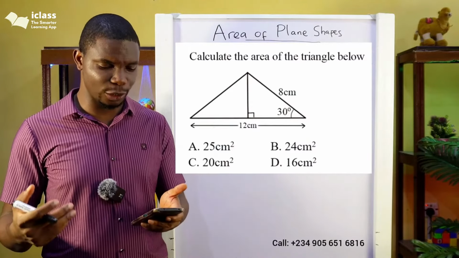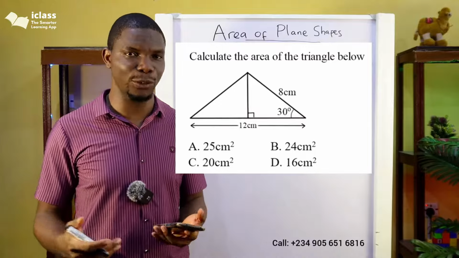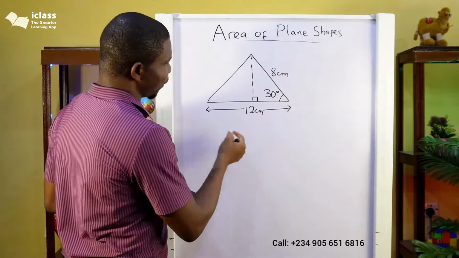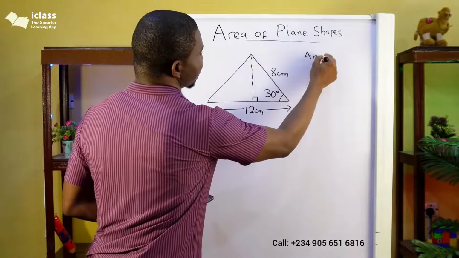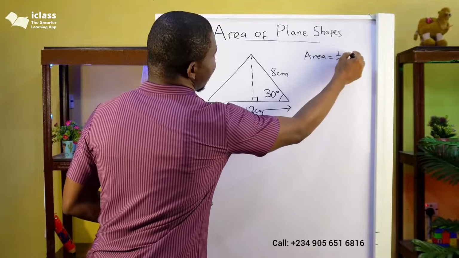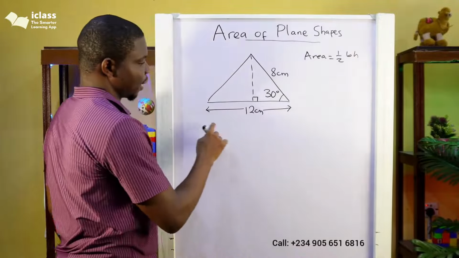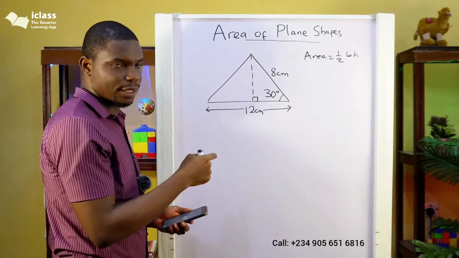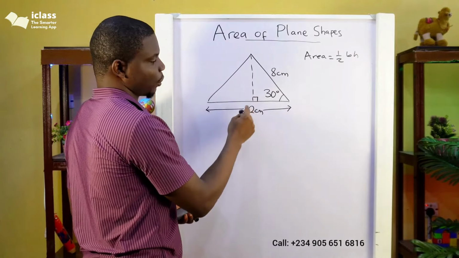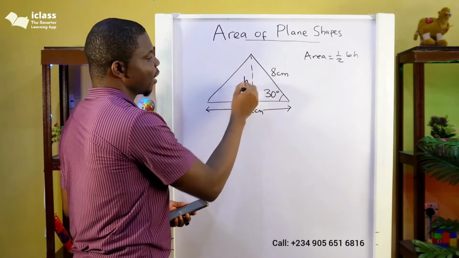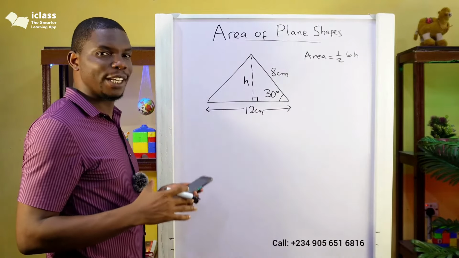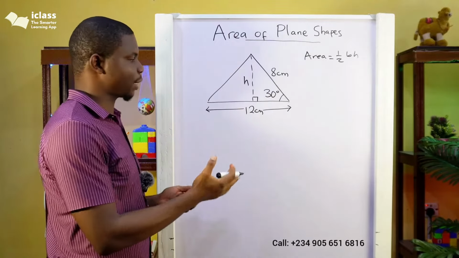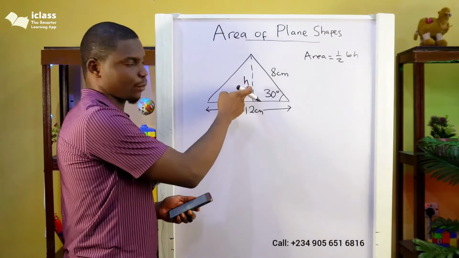The next question, calculate the area of the triangle below. All right, for this, remember that area of triangle is half base times height. In this case, the base is 12, but we don't know this height yet, right? So to get the area of this triangle, I have to find this height. But there are other formulas for calculating the area of triangle that will help me get the answer much faster, rather than trying to get this height first.